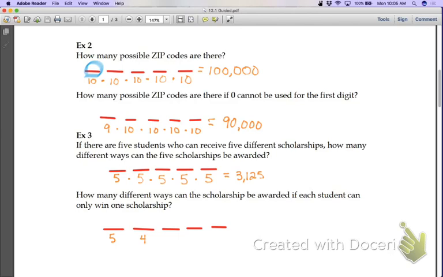What about the third person? How many options does that third person have? They have 3, and then 2, and then the last person is just going to get whatever's left. So I'm just going to take those 5 values, 5, 4, 3, 2, 1, and multiply everything together.